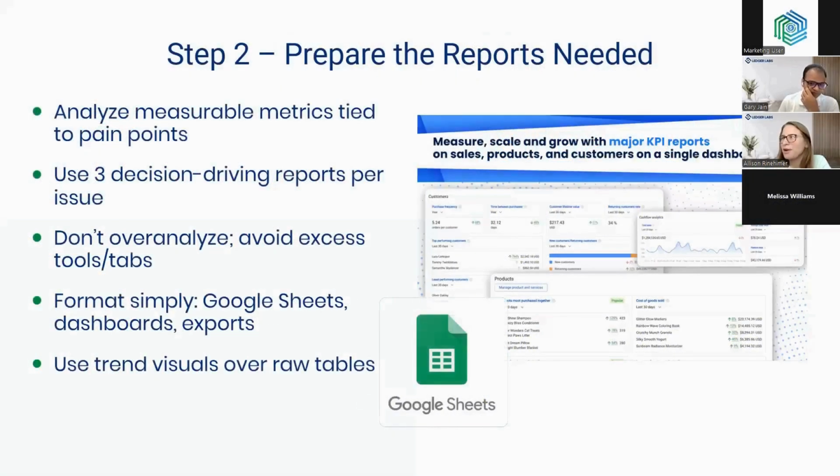All right, let's prepare the reports needed. So now that you've identified your top pain points, step 2 is all about confirming and measuring them with the right data. Start by pinpointing the measurable metric, like Gary went over in step 1. It could be cash flow, return rates, holding costs, whatever fits. Then pull one report that clearly reveals a problem. Don't overdo it. Focus on decision-driving reports, not data overload.